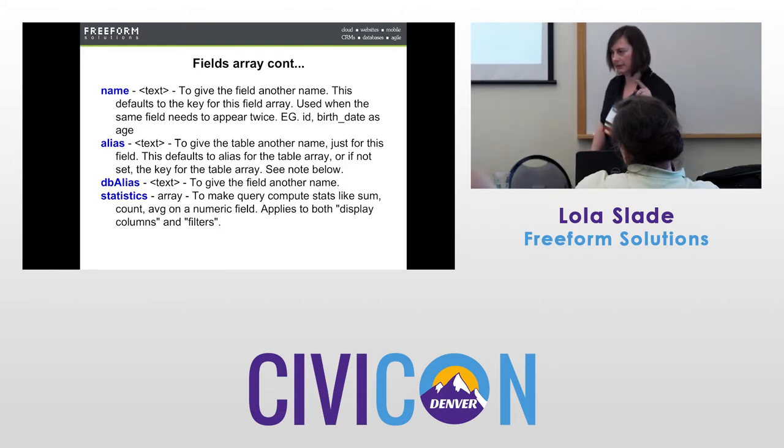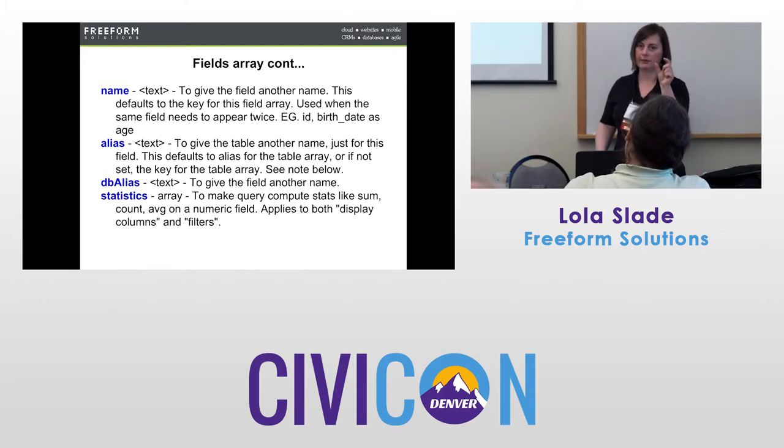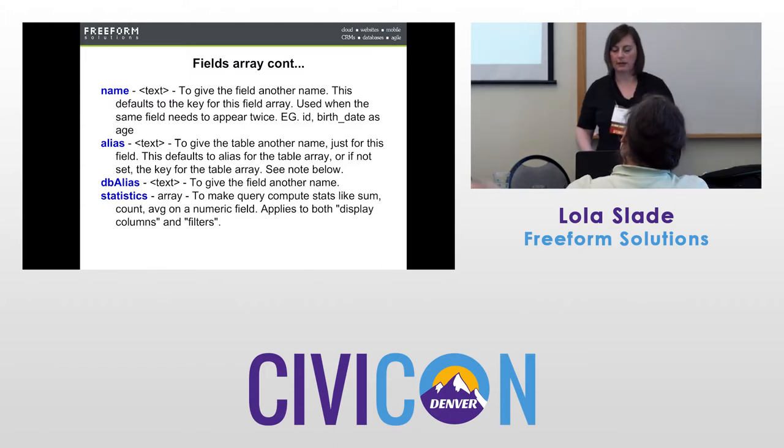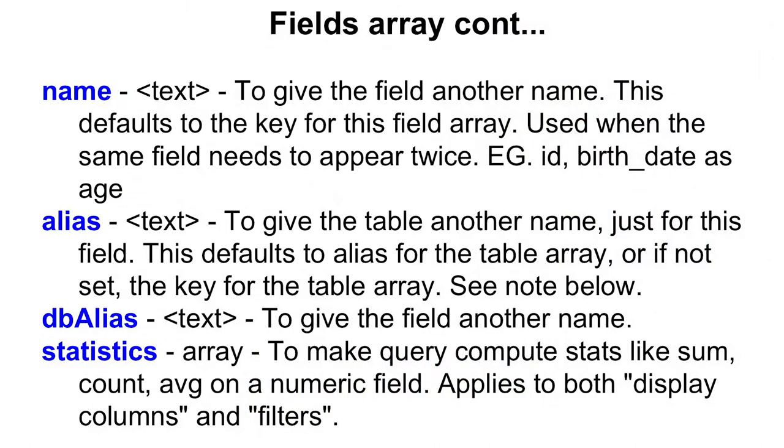I accidentally put the piece about the table names in an earlier slide, right? So the name field, you can give the field another name. This defaults to the key for the field array, but is used when the same field needs to appear twice. So for example, maybe you want to show birth date, and you also want to show it as age, and then you're going to reformat the age one to do the math, whatever. Because it's a PHP array, you can't just put birth date in twice. It'll overwrite it. Actually, you can't use the same field key even between a different table.